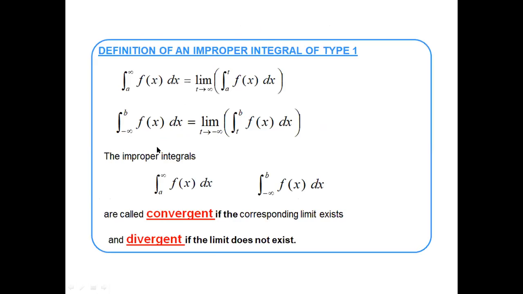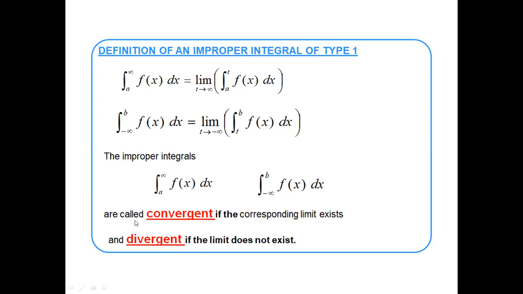Next is this one. So you have this and this. These are improper integrals, and I mentioned the terms convergent and divergent a while ago. They are convergent integrals if the corresponding limit exists. When do we say that the corresponding limit exists? When you have a finite answer, a real number answer, if you evaluate your given integral. Otherwise, if the limit does not exist, then the said integral is divergent.